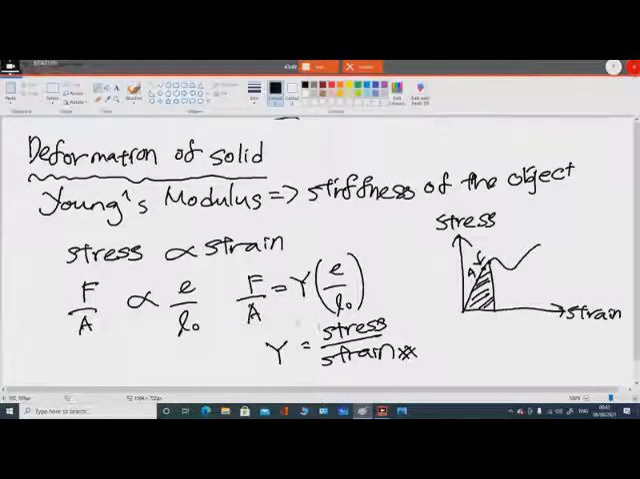So Young modulus describes the stiffness of the object. If the object has the highest stress, it means that the object has the highest stiffness or highest Young modulus. Okay, so this is how the Young modulus works. Let's move on to the next part.